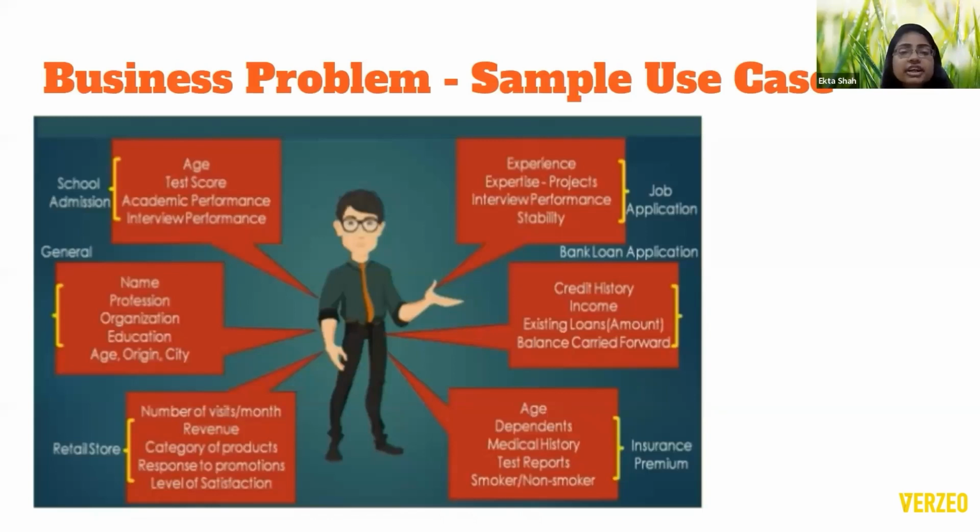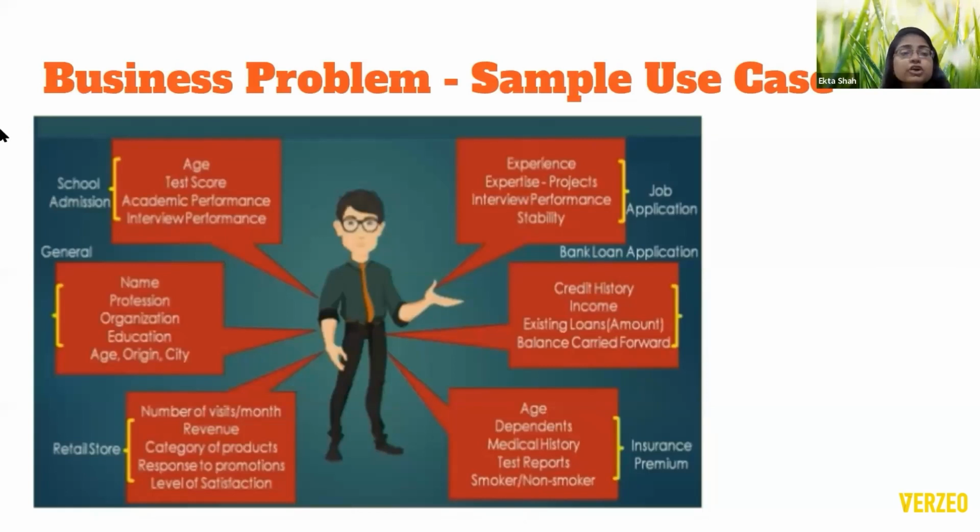So here, the kind of information that we have as a business problem, as a sample use case, is this, starting from this particular cell, which is general data. When we talk about general data, we have a lot of information about the person, like the name, the profession, the organization, the education of the person, the age, origin, city. These are all normal information that a bank collects from the user when he's either opening a bank account or dealing with certain financial instruments with the bank.